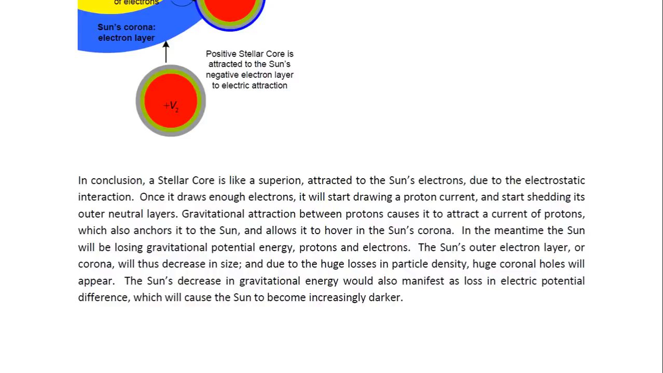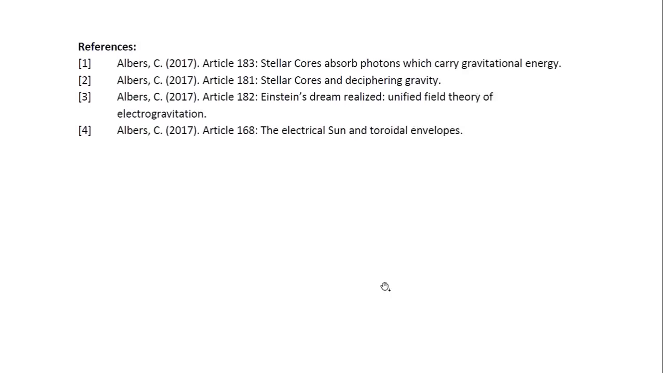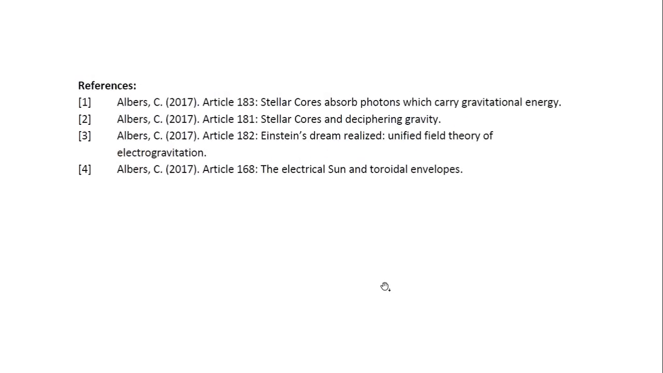In the meantime, the sun will be losing gravitational potential energy, protons and electrons. The sun's outer electron layer or corona will thus decrease in size, and due to the huge losses in particle density, huge coronal holes will appear. The sun's decrease in gravitational energy would also manifest as loss in electric potential difference, which will cause the sun to become increasingly darker.